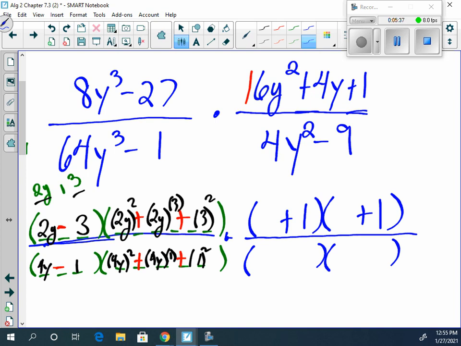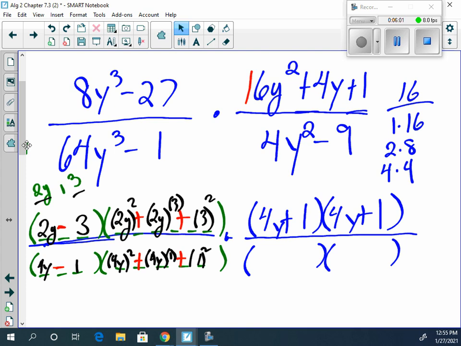Well, I know the factors of 1 have to be 1 and 1. Now, the factors of y, we're going to have y and y. Now, what factors of 16 are we going to use? 4 and 4. And if we check this here, well, 4y times 1 is going to give us 4y. And if we add to that, we get 8y, yes?